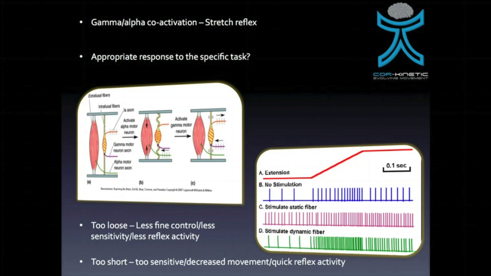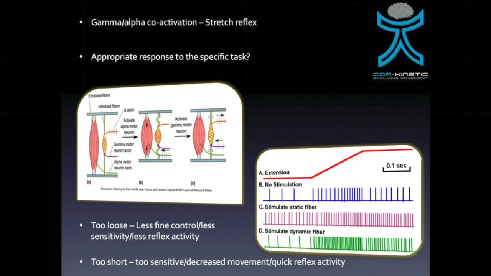If the muscle fiber is too loose, we may see less fine motor control, less sensitivity, less reflex activity. If I'm jumping and landing and don't want my knee to go through valgus, that might be an important thing to have, that I have quick activation of the muscle. We see delayed activation of the glutes, or we see the reduced EMG activation of the glutes in that situation. So that's a decrease in appropriate response.